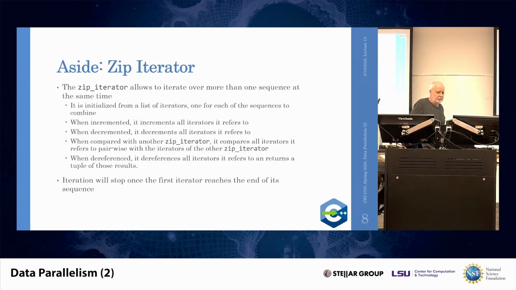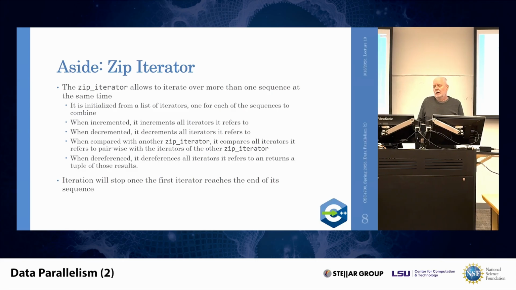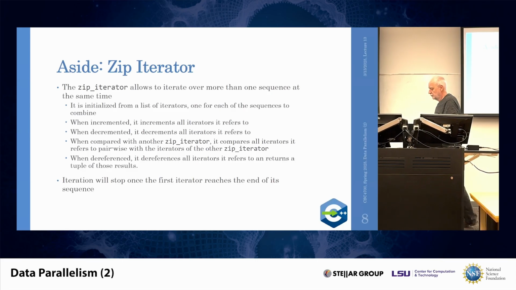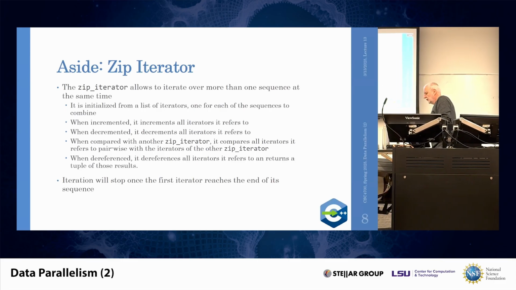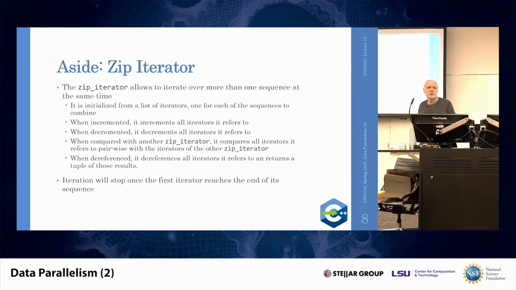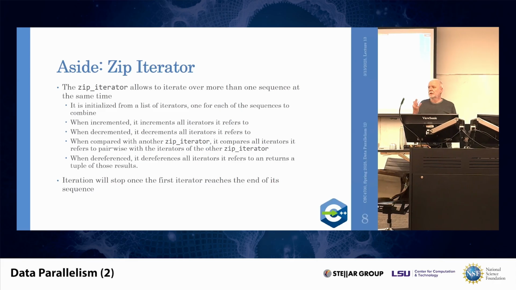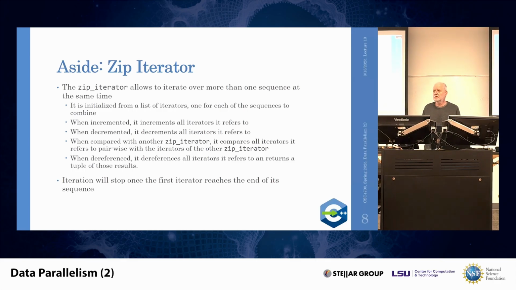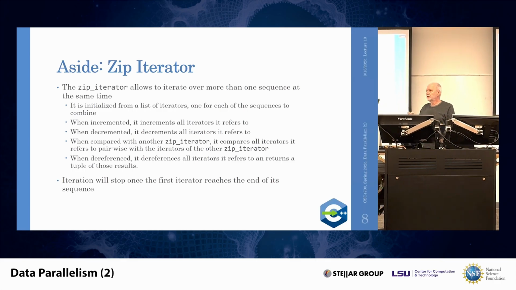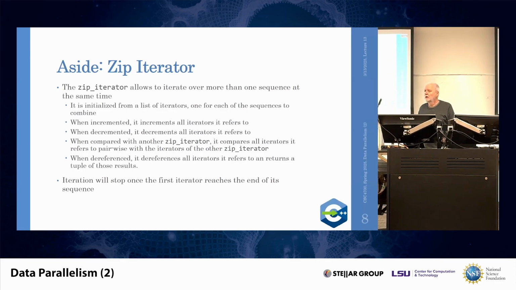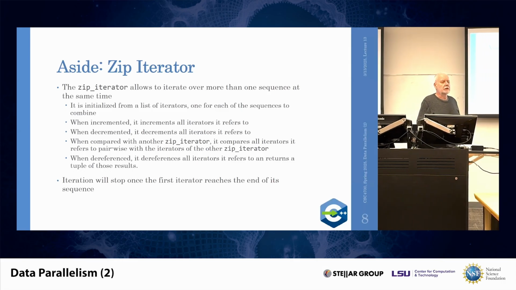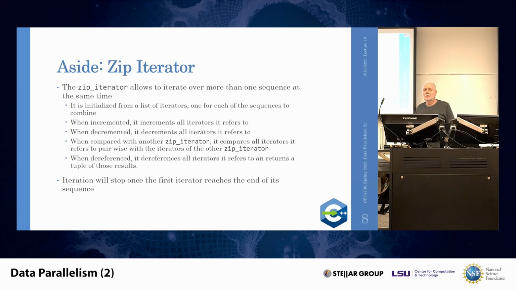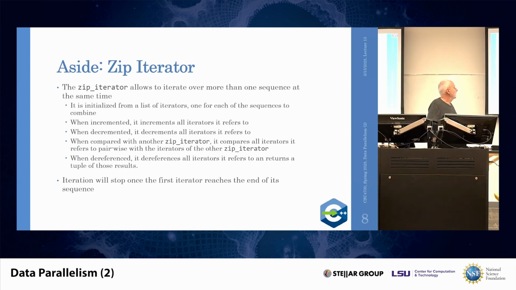Okay, how do we implement that? In order to implement that in terms of data parallel algorithms, I want to introduce a concept which is called zip iterator. You know it from Python, right? Python has zip. So you can just have 2 sequences, and it allows you to iterate over more than 1 sequence at the same time. In C++, the standard doesn't have something like a zip iterator, but I will show you how you can implement one in a very simple way.